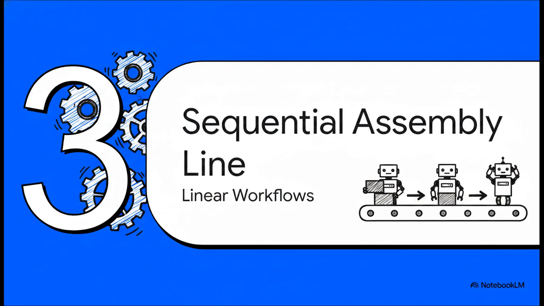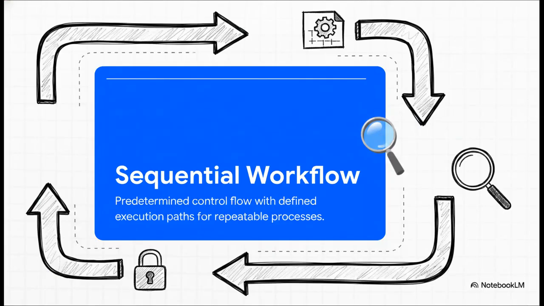Let's look at the first and honestly most foundational of our 4 multi-agent patterns. This one is exactly what it sounds like: a predetermined control flow. It's highly deterministic, which means it's incredibly easy to debug. Because it moves strictly step by step, you get a crystal clear audit trail. You know exactly where the data came from at every single stage of execution.